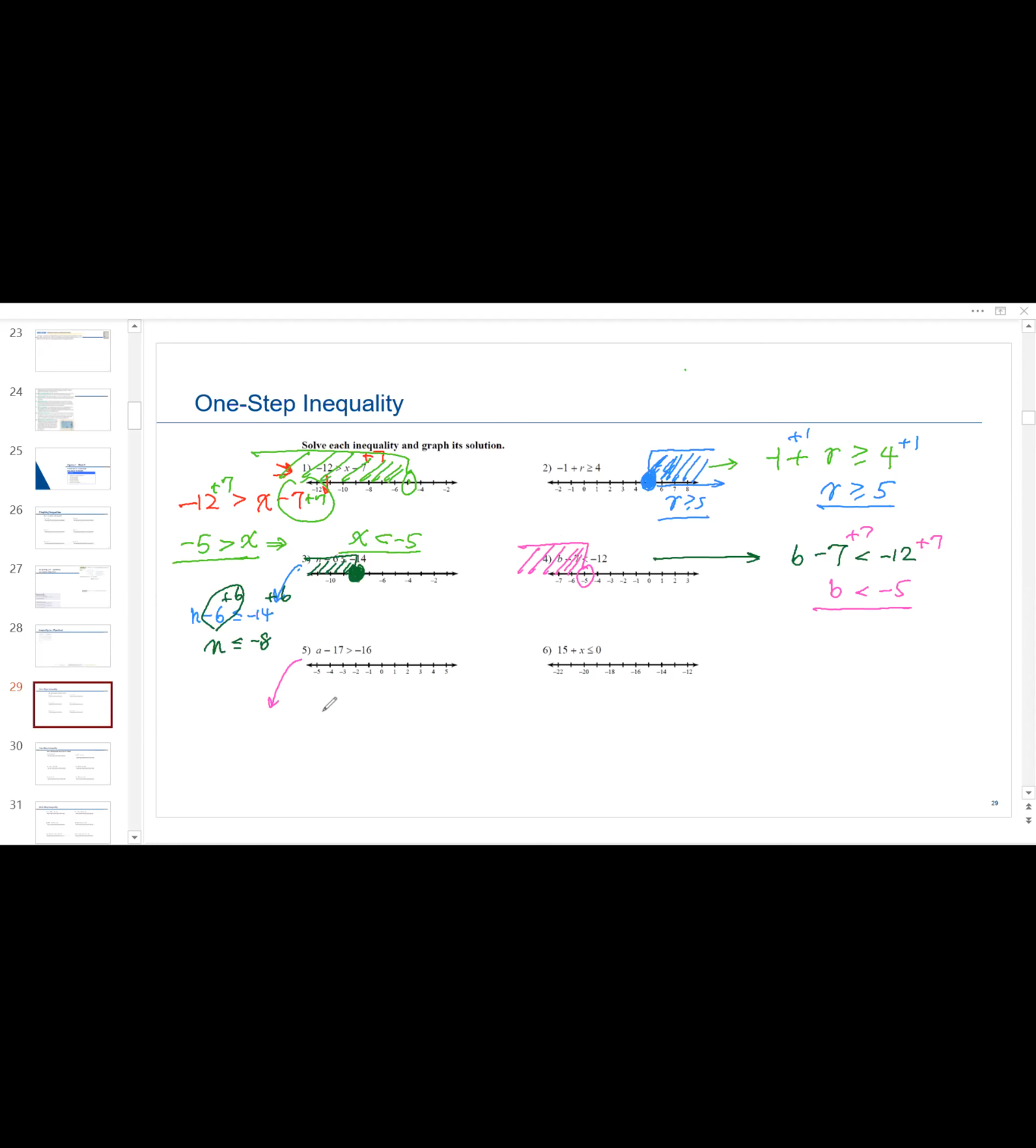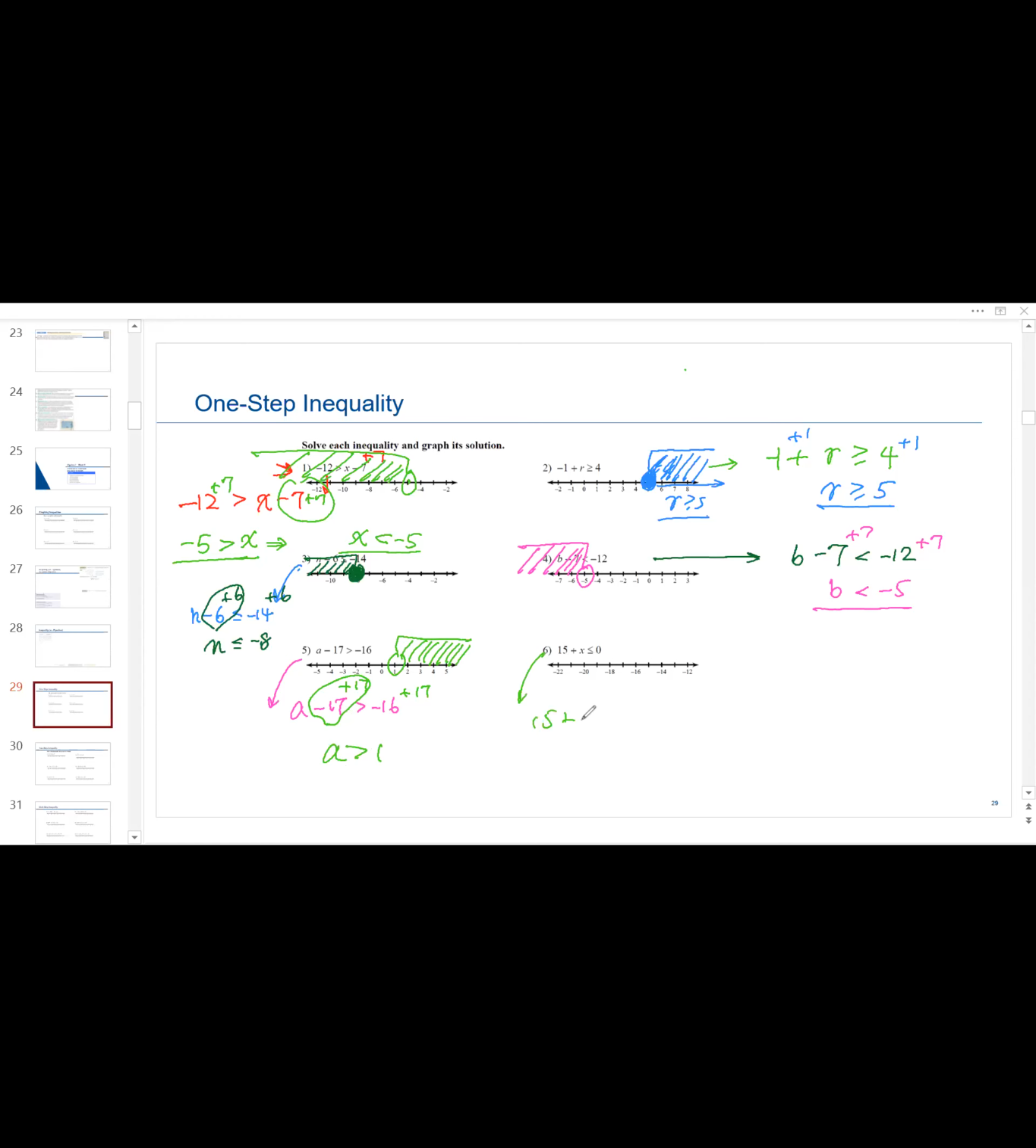All right, let's see number 5. a minus 17 greater than negative 16. All right, so what you need to do here is both sides plus 17, right? So here 17 minus 17 became 0, right? So the left part is a, the right part is 1. So a greater than 1, right? So first we define 1 here. Greater is the right part, right? So we just need this area. That's it.